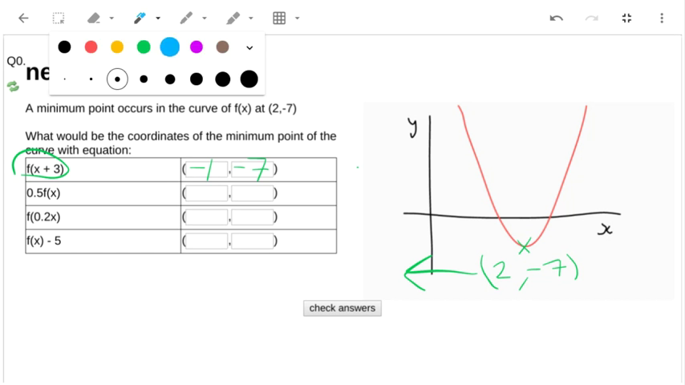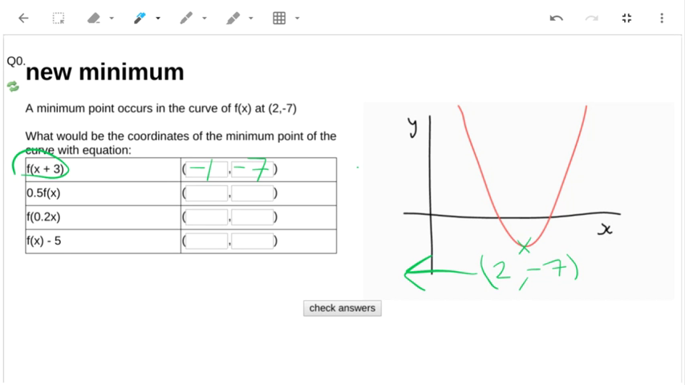Let's look at the next one. This is multiplying on the outside, and therefore it doesn't do the opposite, and it acts on the y coordinate instead of the x coordinate when I'm multiplying on the outside. So the x stays the same, and all I do now is I multiply the y by 0.5.